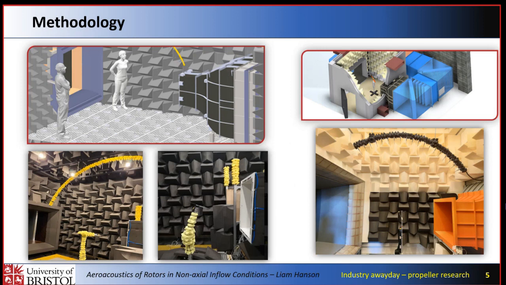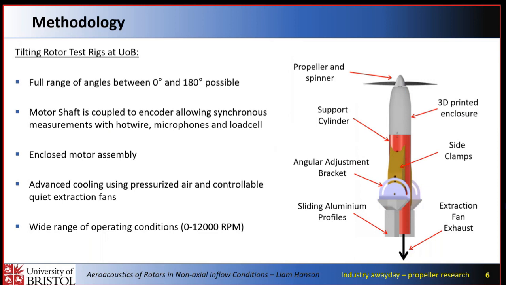So we use both testing facilities there. I won't linger on this, it's been explained, you'll see it later. This is the second of the tilting test rigs that we've got at Bristol. Like the one presented before, you can go between 0 and 180 degrees, full range of testing conditions. And this is the one with the encoder fixed.